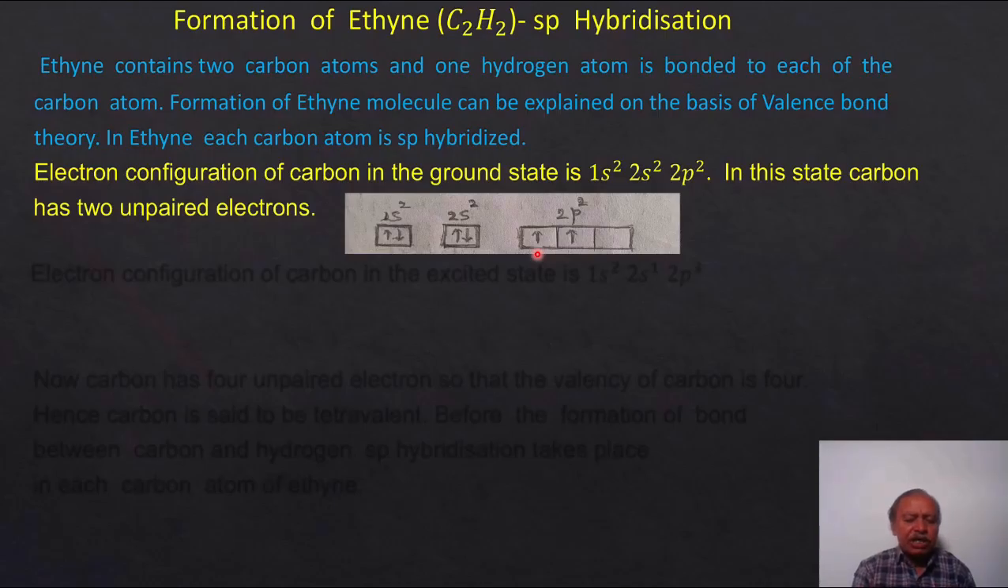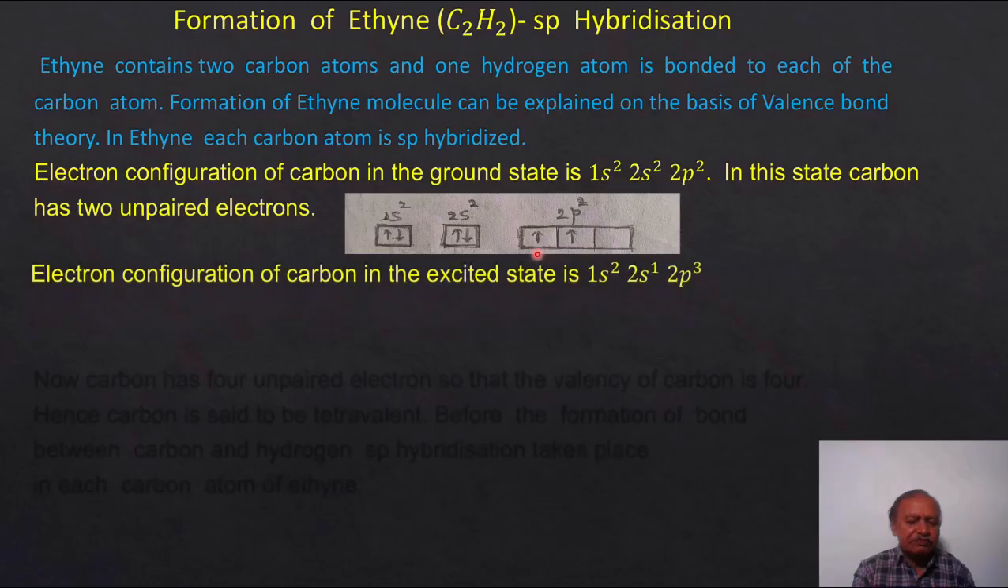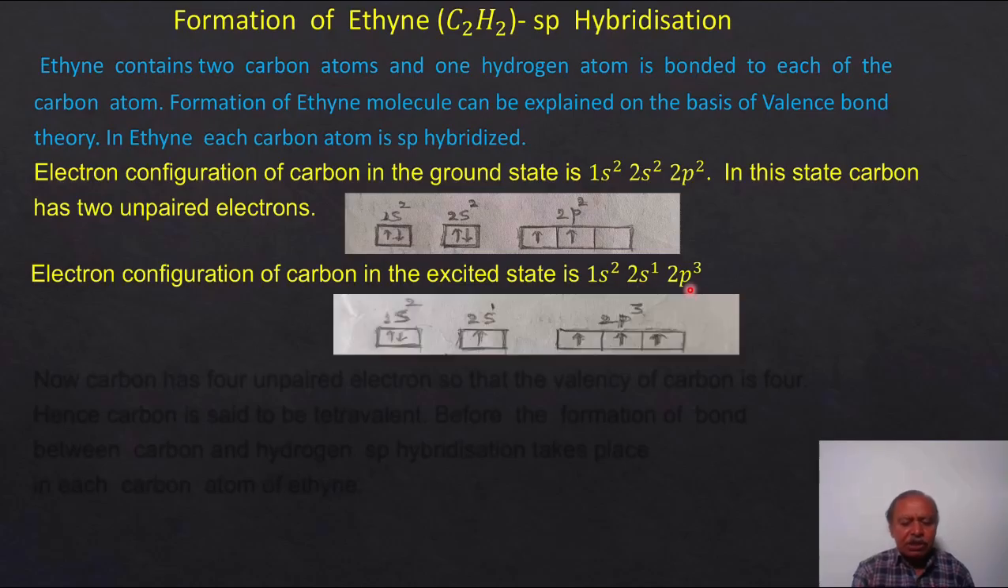Now look at the electron configuration of carbon in the excited state. In the excited state, the electron configuration is 1s2, 2s1, 2p3. Look here. This is the 1s orbital with 2 electrons. This is the 2s orbital with 1 electron. When carbon goes to the excited state, 1 electron from the 2s orbital absorbs energy and is promoted to the vacant 2p orbital.